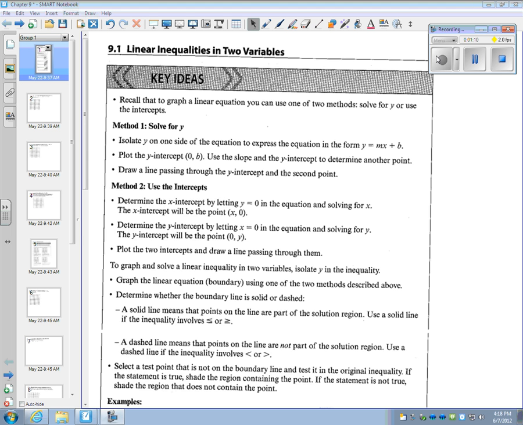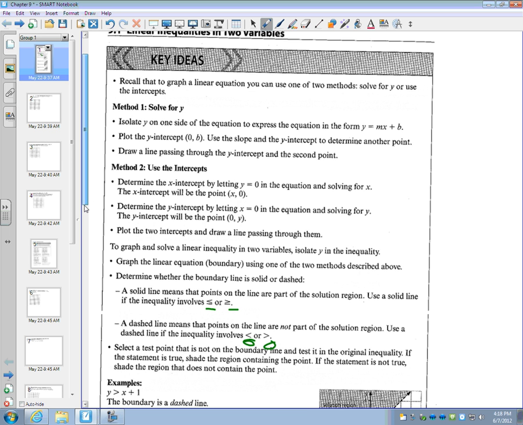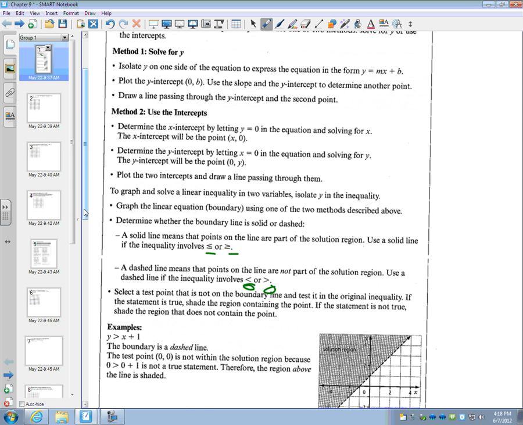We determine whether the boundary is solid or dashed. So solid means that we have an equal sign, so we have less than or equal to, or greater than or equal to. It's dashed if there's no equal to. Okay, select a test point above or below, and remember we always try to do the test point that is 0, 0 if we can, and we test it. If it's true, we shade it. If it's not true, we shade the other region.